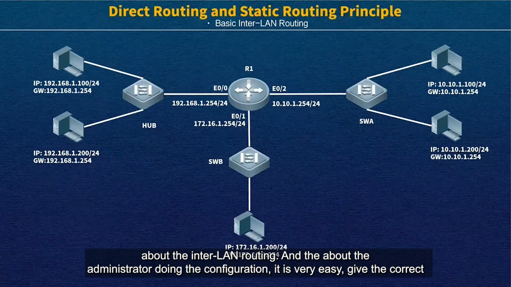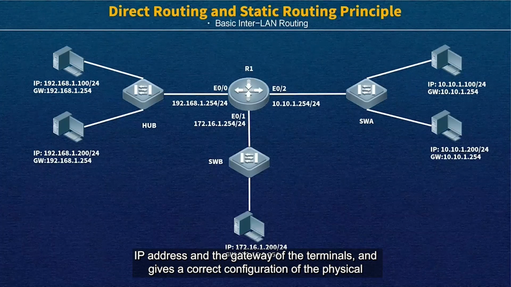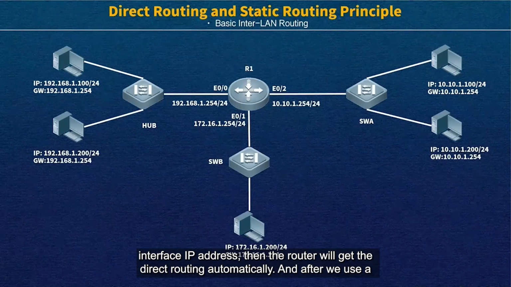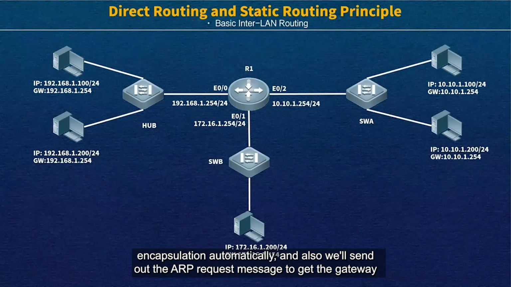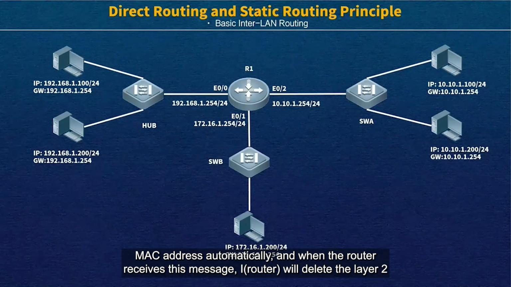And for the administrator, it's very easy. Give the correct IP address and gateway to the terminals, and give the correct IP address configuration to the physical interface. Then the router will get the direct routes automatically. And after we use a tool like ping to test the connection between different terminals, the terminal will do the encapsulation automatically, and will also send out the ARP request message to get the gateway MAC address automatically.